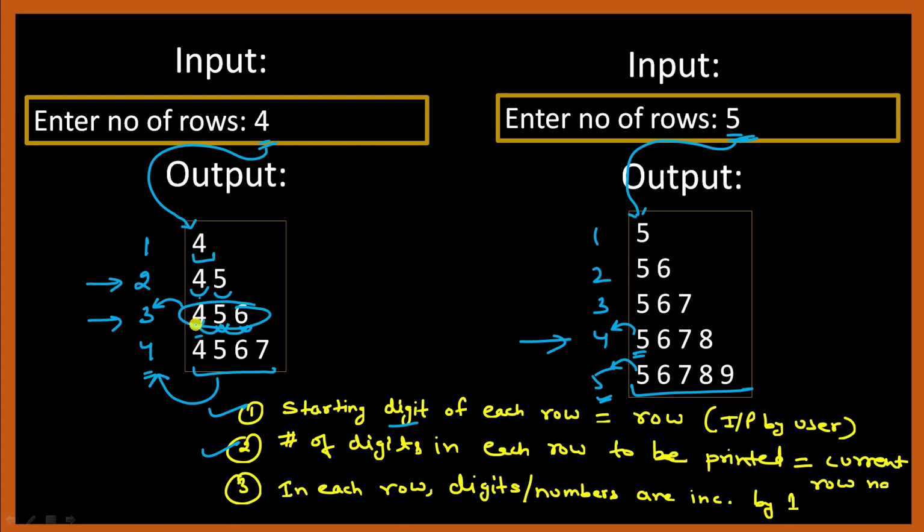So the gap between each digit, like the gap between 4 and 5, is 1. The gap between 5 and 6 is 1. In the same way, 4 5 6 7 are in increasing order and the gap between each digit is 1, they are incremented by 1.